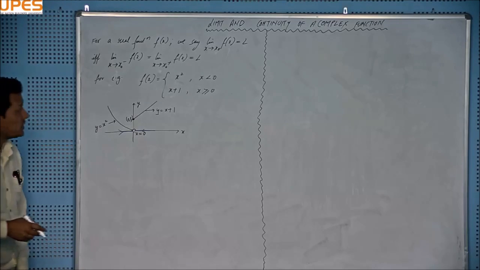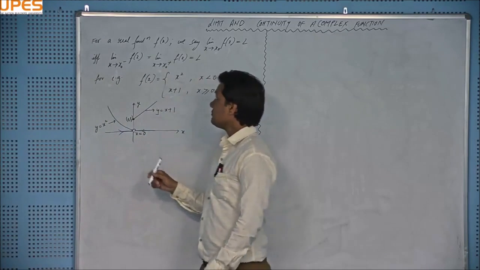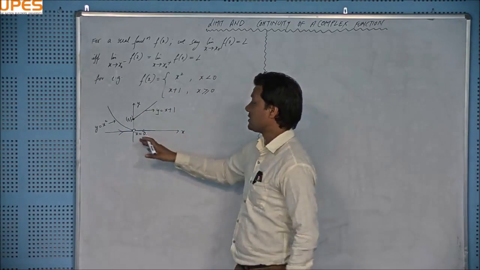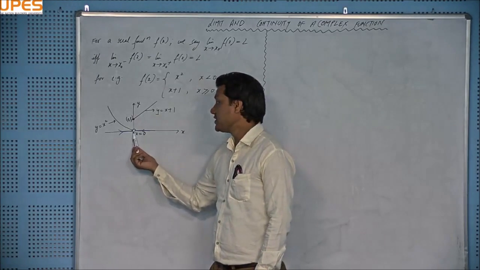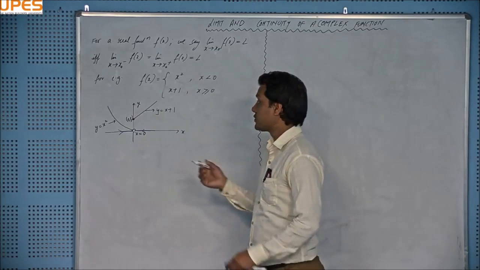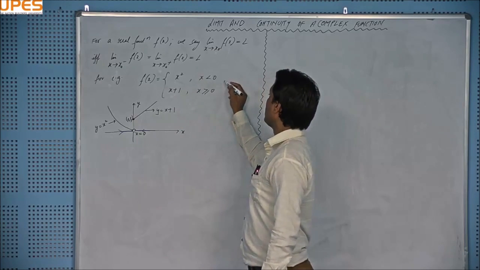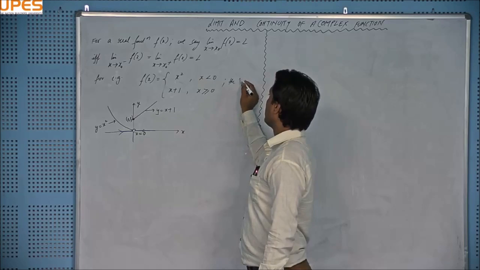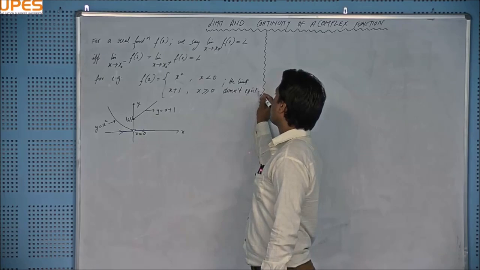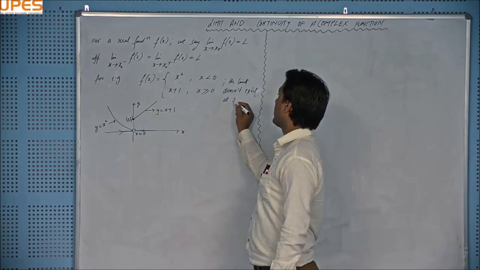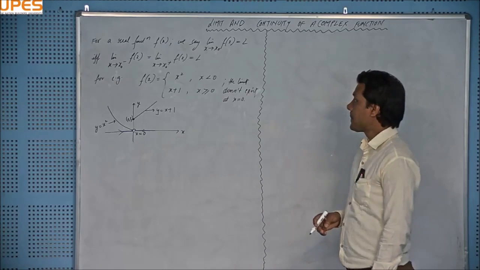This indicates that the left hand side limit is different from the right hand side limit, and we cannot say that this function has a limit at x equal to 0 because from both sides we are approaching different values. From the left hand side it is 0 and from the right hand side it is 1. So the limit does not exist at x equal to 0, and that fact is supported by this graph also.